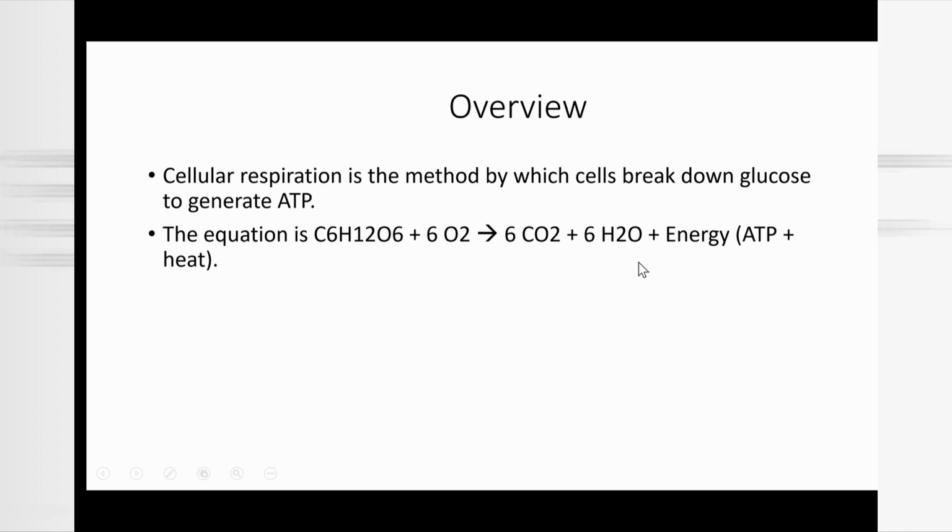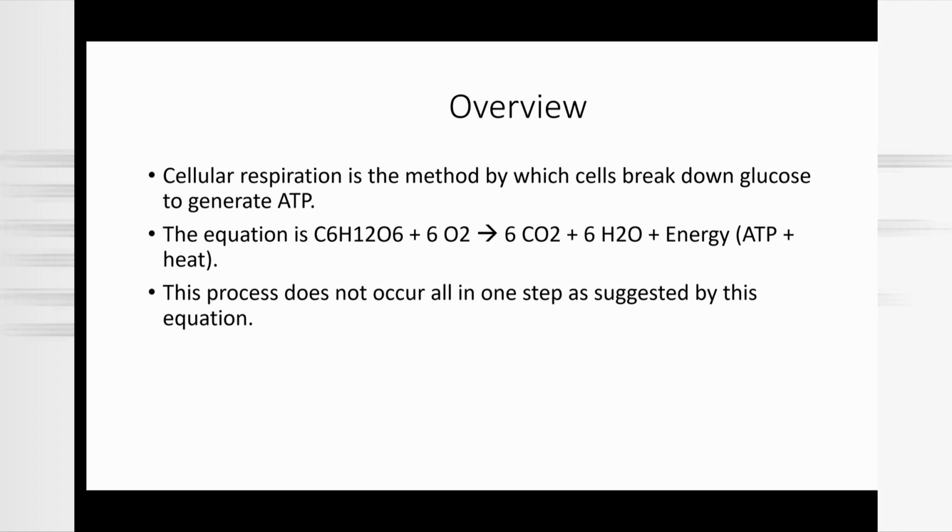Now there's an overall equation, and it goes C6H12O6, which is glucose, plus 6 molecules of oxygen results in 6 molecules of CO2 plus 6 molecules of water plus energy. So this energy is then used to make ATP. And the remainder of the energy that is not used to make ATP is dissipated as heat into the surroundings.